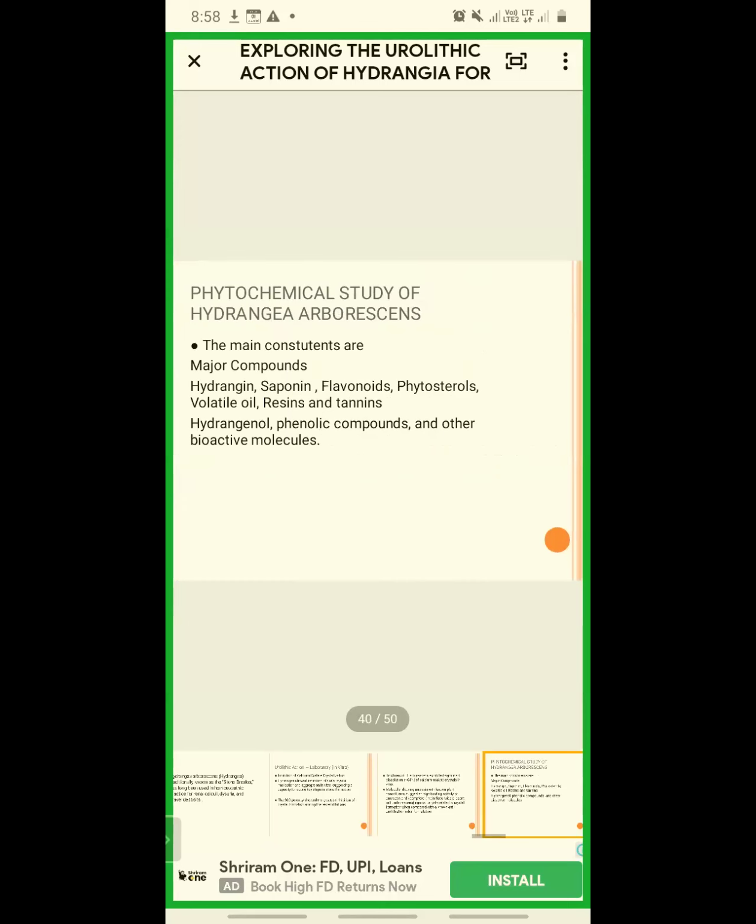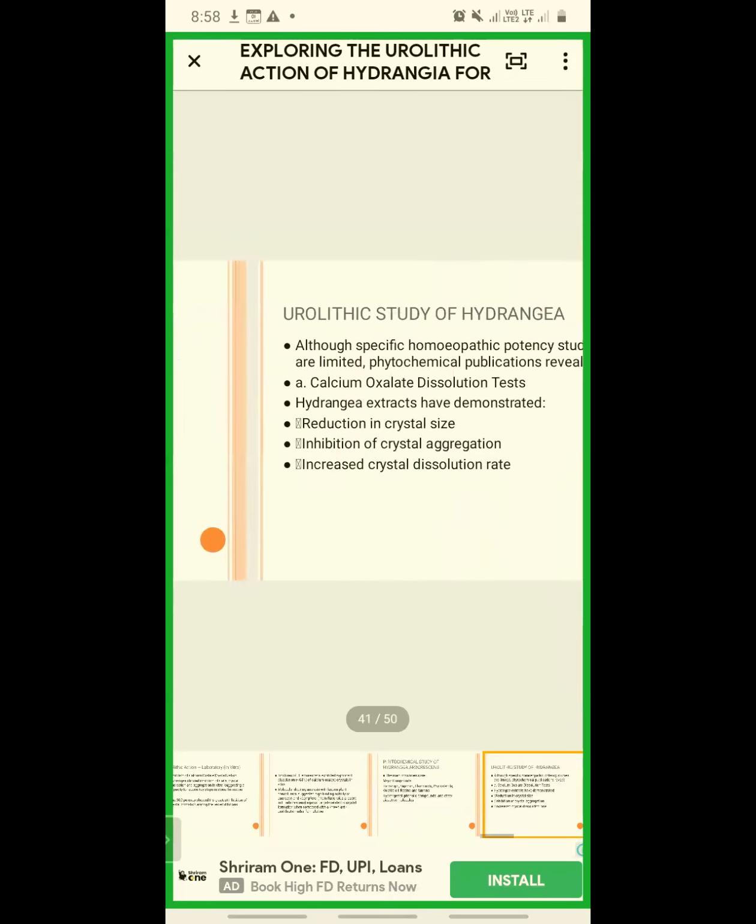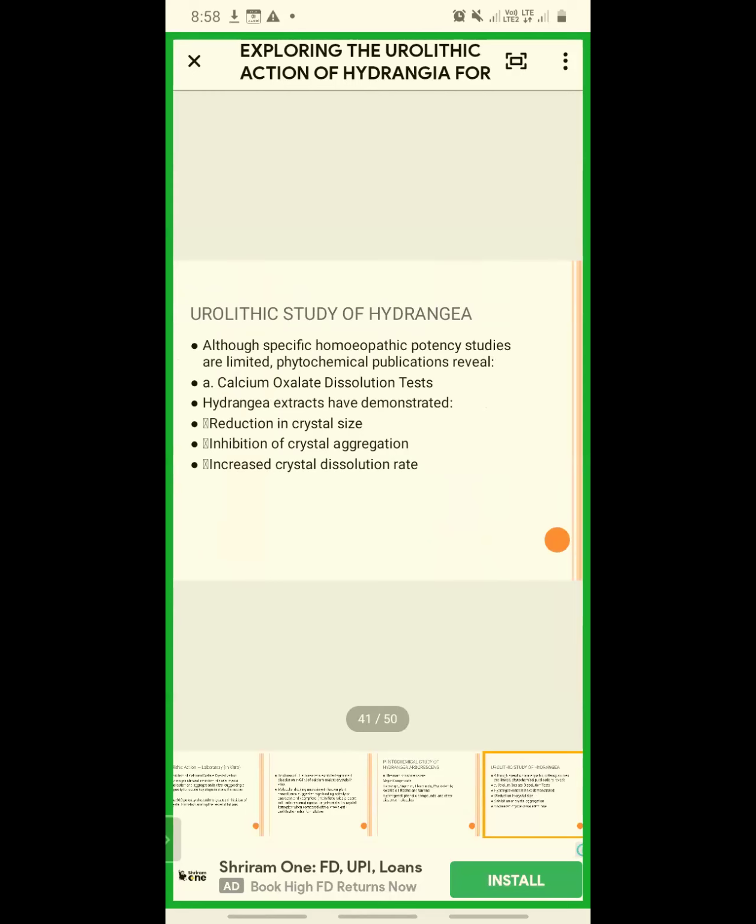The phytochemical study mainly includes different components: hydrangin, saponin, flavonoids, phytosterols, volatile oil, resin, and acid. So the urolithic action is studied in vitro, in vivo, and also in animal studies.